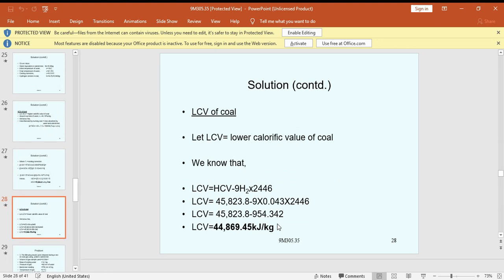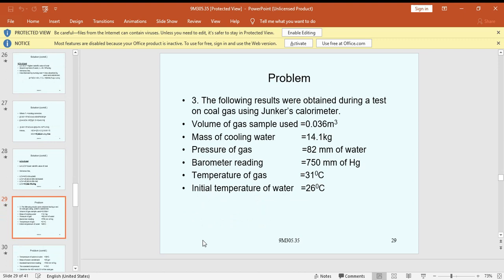Now we go to the LCV, the lower calorific value. We know that LCV equal to HCV minus 9 H2 into 2446. LCV equal to 45,823.8 minus 9 into 0.043 into 2446. LCV equal to 45,823.8 minus 954.342. LCV equal to 44,869 kilojoule per kg. We go to another topic, the Junkers gas calorimeter.